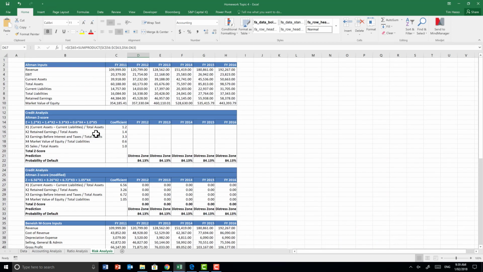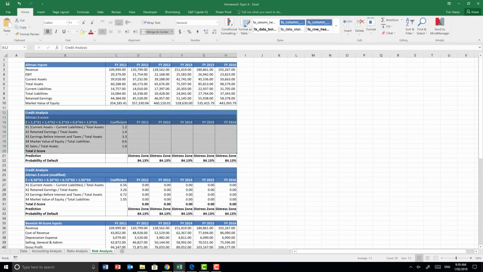and you can see that there's a few different models that we're going to be estimating here. The first one is the credit analysis, and specifically the bankruptcy prediction, also referred to as the Altman Z-score. We're going to be estimating two different kinds: one for manufacturing firms, which is the original model, and one for non-manufacturing firms. This captures the firm's probability of default and its risk of going bankrupt.